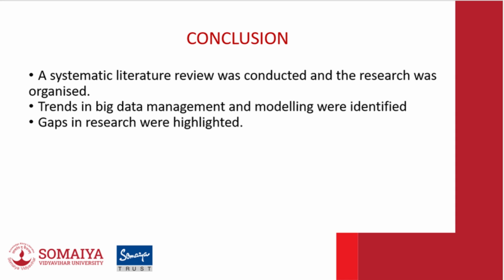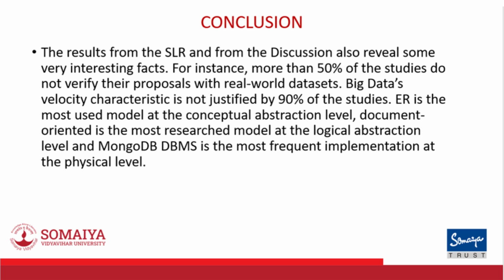Conclusion. A systematic literature review was conducted and research was organized. Trends in big data management and modeling were identified. Gaps in the research were highlighted and brought to attention. The results from the systematic literature review and from the discussion revealed some very interesting facts. For instance, more than 50% of the studies do not verify their proposals with real-world datasets. Big data's velocity characteristic is not justified by 90% of the studies.